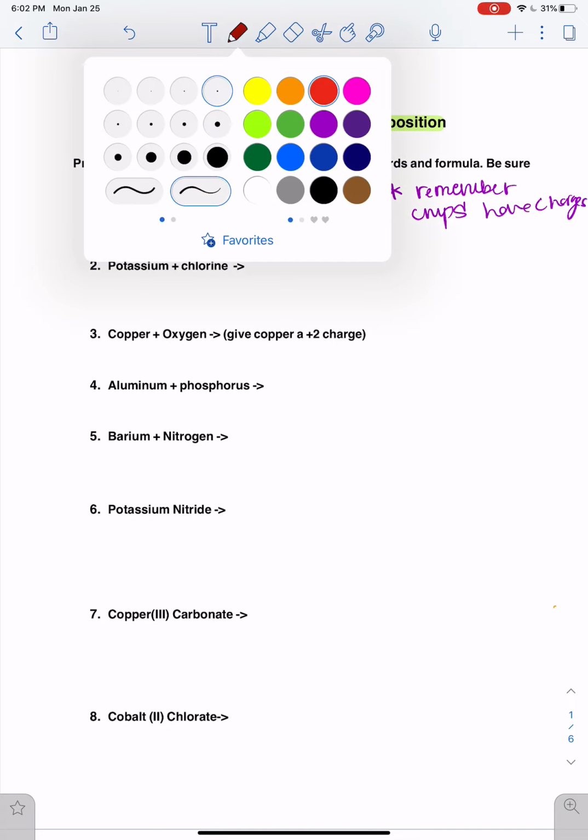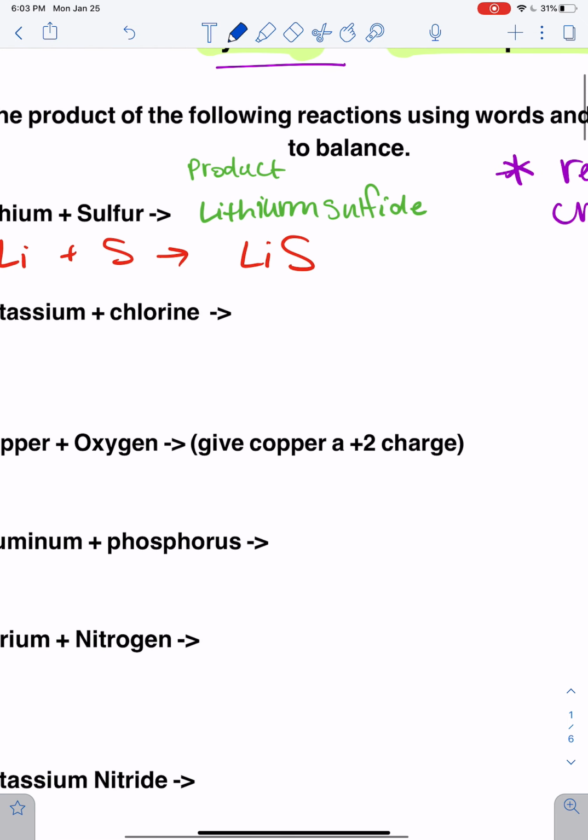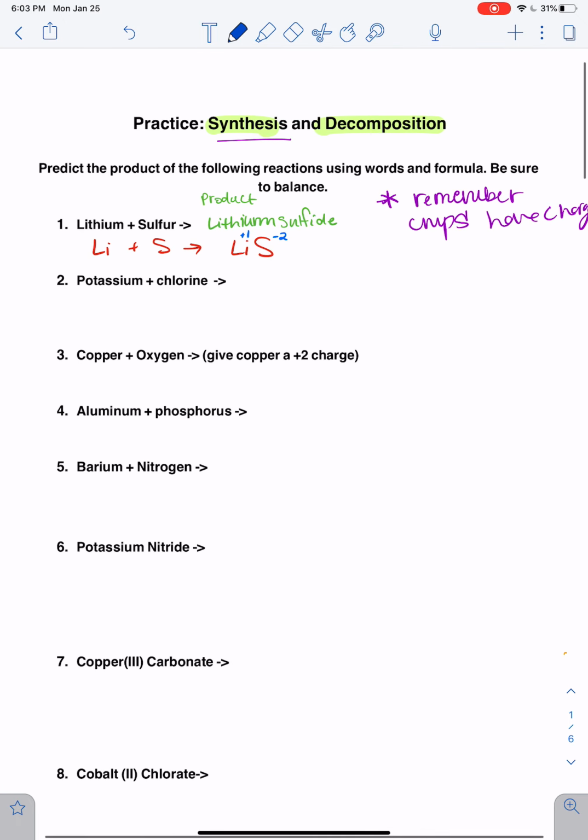And remember, we have to do the charges. That's what I was talking about. Okay, so Li, lithium is in group 1, so it will have a +1 charge. Sulfur is in group 16, so it will have a -2 charge. So 1 and 2 does not match. To make the charges match, remember we have to lasso. So I'm going to bring this 2 down to the bottom of lithium and the 1 to the bottom of S. Okay, so now it matches.